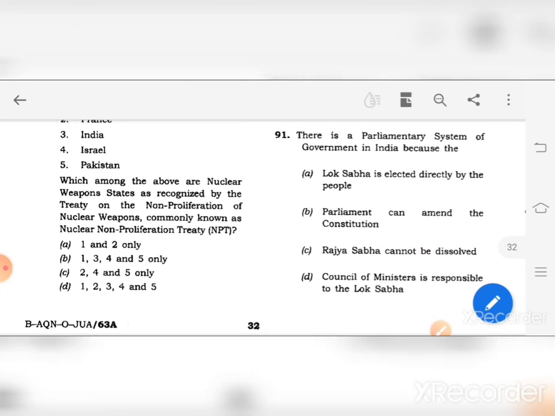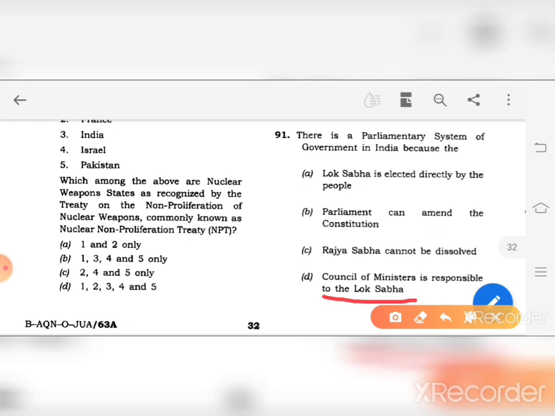There is a parliamentary system of government in India because... So this is the last question. Be careful. Try to make an attempt for this question. Option A, Lok Sabha is elected directly by the people. Option B, Parliament can amend the constitution. Option C, Rajya Sabha cannot be dissolved. Option D, Council of Ministers is responsible to the Lok Sabha. Yes, I hear you right. So the answer for this question is Council of Ministers is responsible to the Lok Sabha, which is collective responsibility, one of the important elements of the parliamentary system.